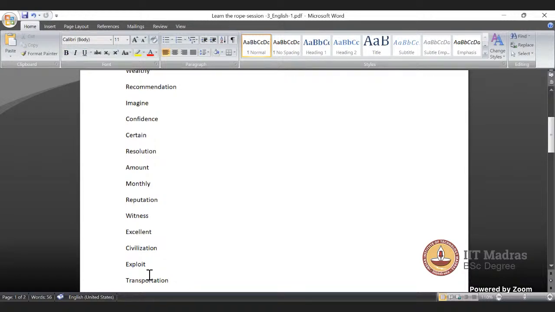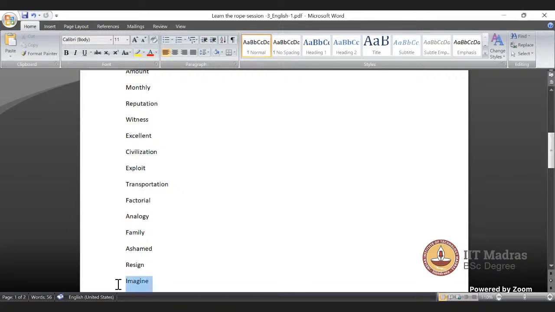Exploit. Exploit is what? Is it a verb? Noun? Second last. We only have two syllables. Exploit is a verb. Only two syllables. It's a verb, so the stress needs to be on what? First or second one? Second one. Exploit.